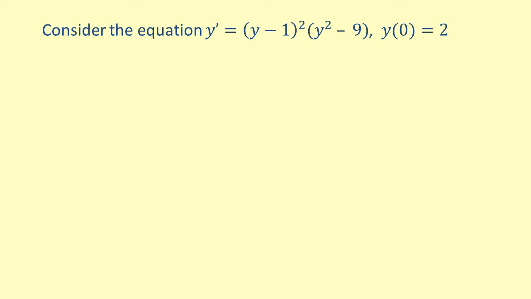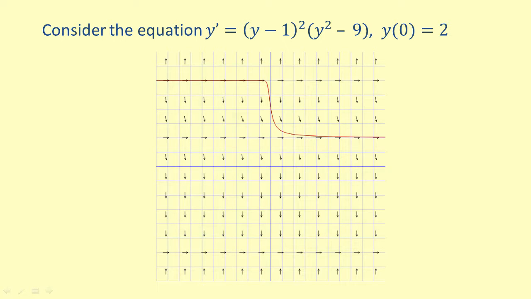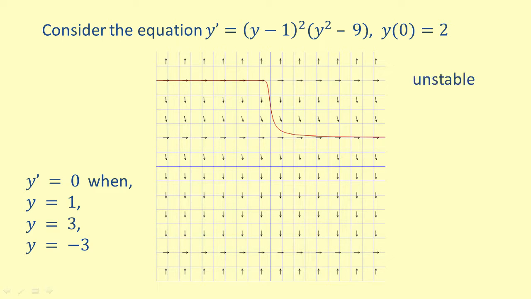Now let's calculate the direction field for our example problem. The equilibrium solutions are where the slopes are 0 at a constant y. In other words, where the slopes are 0 for all values of x. This occurs at y equals 3, y equals 1, and y equals negative 3. Y equals 3 is an unstable solution. At all values of x, from either direction, the slope field points away from y equals 3.